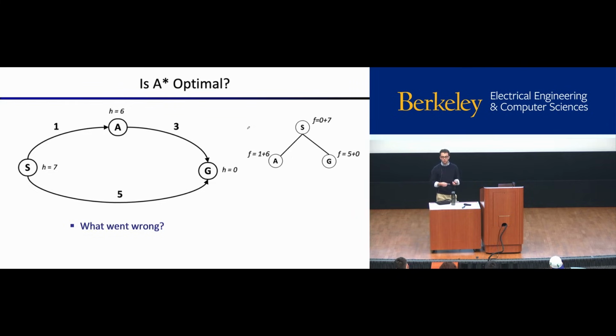So why did this go wrong? Why do people think that this might have gone wrong? The heuristic values don't match with the costs. Well, the heuristic's an estimate. Why do I need the heuristic to be exactly matching the costs?